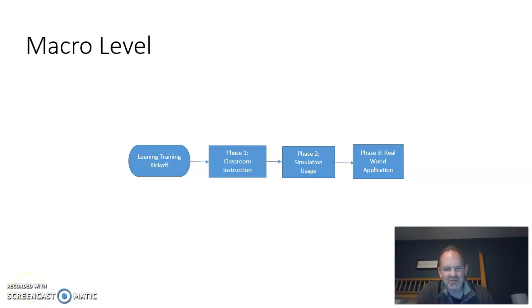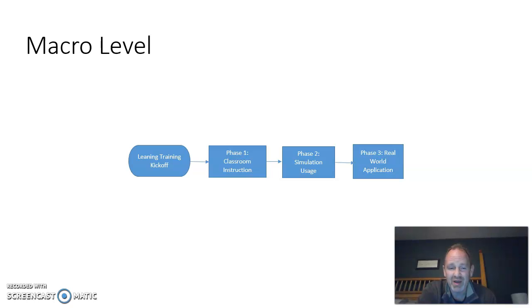This is a presentation for my macro and micro level flowcharts for a lean manufacturing training that we're going to do at my company. The first is the macro level that you see on your screen. We're starting with a kickoff program so we can make sure that everyone in the facility is on board.